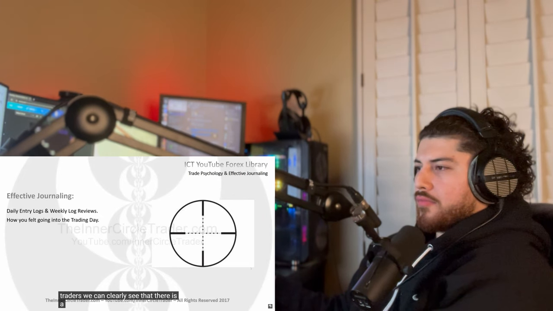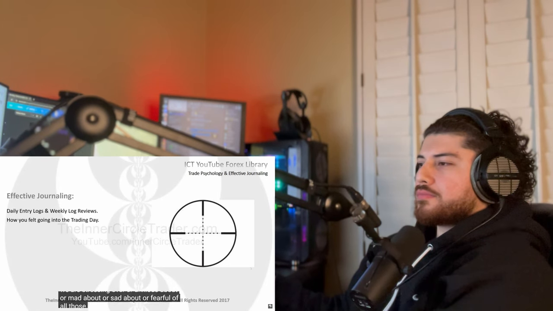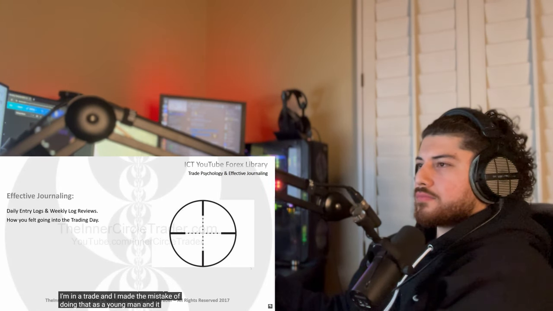And so for traders, we can clearly see there is a reason they expect the price to go up or down. So all we have to do is roll dice and just gamble and see what's going on. And our attention will divert from whatever we are stressing over, or anxious about, or mad about, or sad about, or fearful of. All those stimuli will be replaced by another trade. And I'm going to say doing that as a young man filled my head up with all the wrong things as a trader.